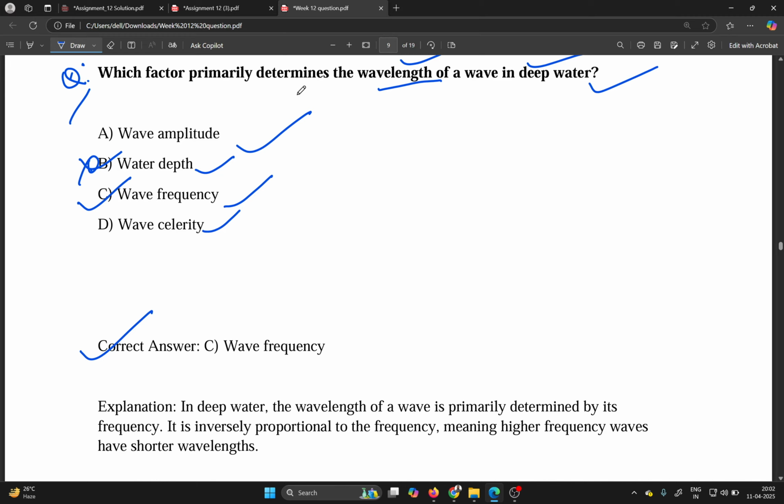So which factor primarily determines the wavelength of wave in deep water? That is your wave frequency. In deep water, the wavelength of a wave is primarily determined by its frequency, and it is inversely proportional to the frequency, meaning higher frequency waves have shorter wavelength.